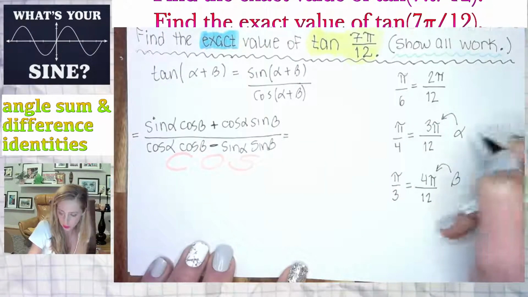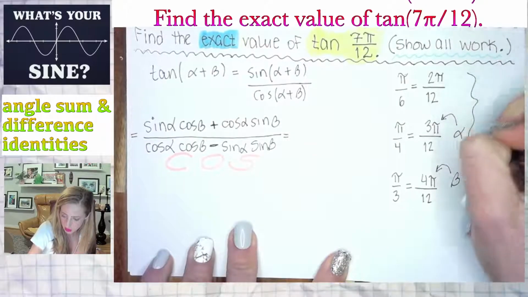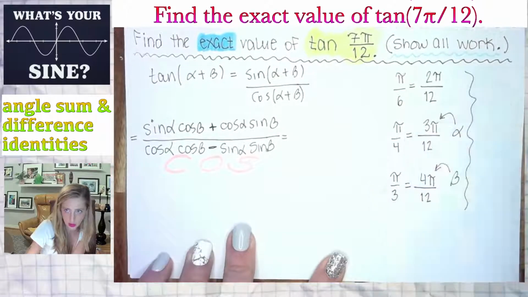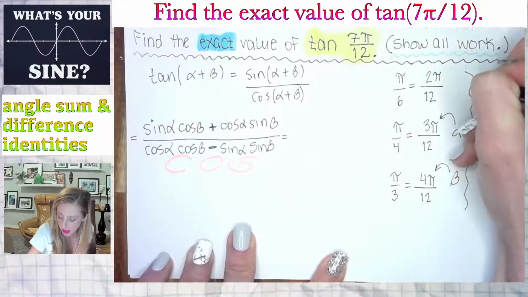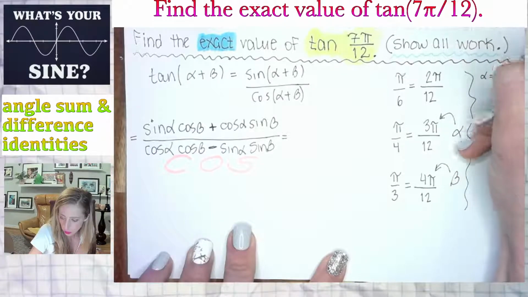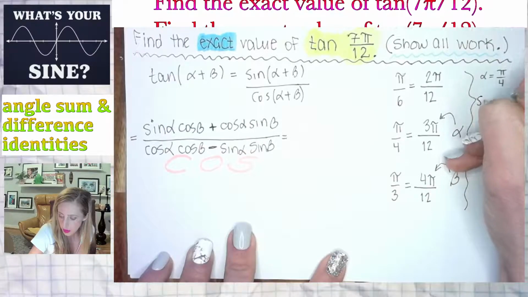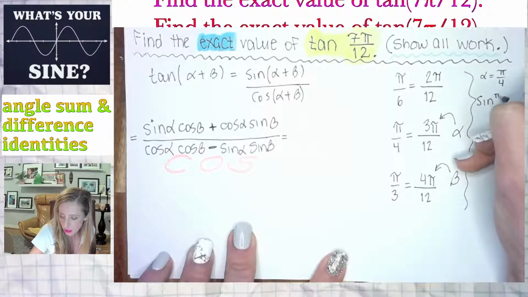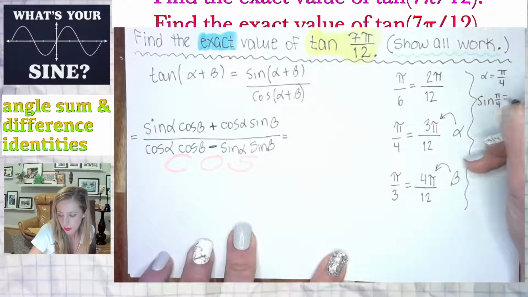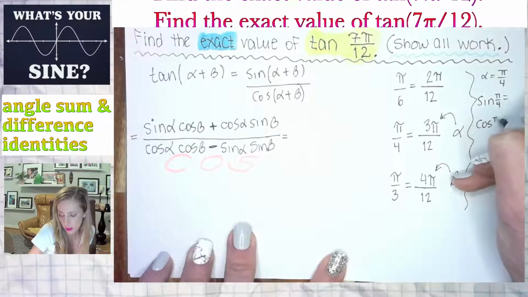Alpha is pi over 4. So I'm just going to do a little side writing so no one gets lost, okay? People who struggle. Alpha is pi over 4. It's also 3 pi over 12, but it's the same angle. What's the sine of pi over 4? What's the cosine of pi over 4?